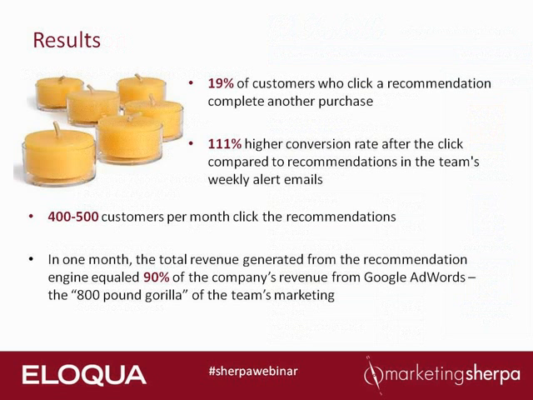Now for Isabella, their product recommendations in transactional emails went very well for them. As you can see on the slide, 19% of customers who click a recommendation complete another purchase. So that's a nearly 20% conversion rate among people who click just one of those suggestions. That conversion rate is 111% higher than the conversion rate on the recommendations in the team's weekly alert emails. So much, much higher than the team's weekly emails. These emails are reaching customers who have just purchased. They're active, they're engaged, and they're in a buying mood, so they have much higher conversion rates.